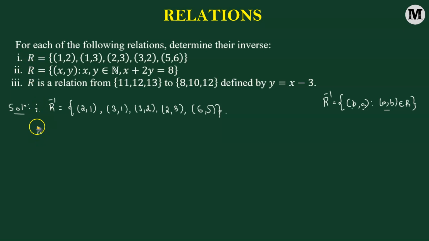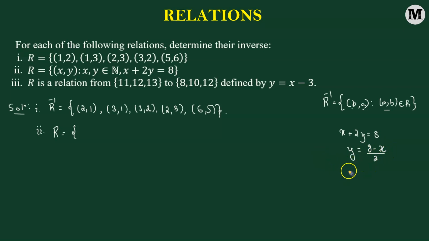Okay, let's come to the second one. So here we have the relation R, which is the set of the ordered pairs (x, y) such that x and y are natural numbers, and it fulfills the condition that x plus 2y equals 8. Okay, so first we'll try to convert the relation R into the set of ordered pairs. So for this we will consider the equation x plus 2y equals 8. Let's isolate y from here. So y is going to be equal to (8 minus x) divided by 2.